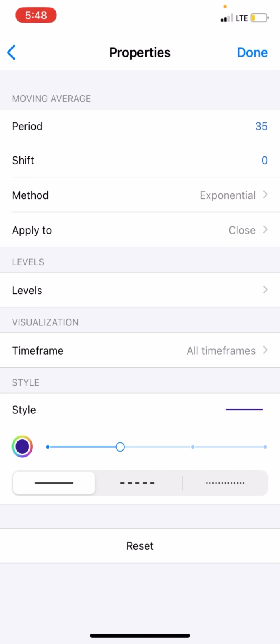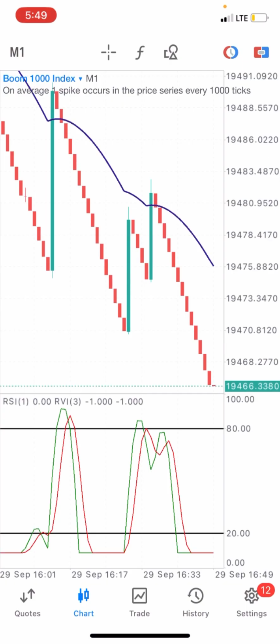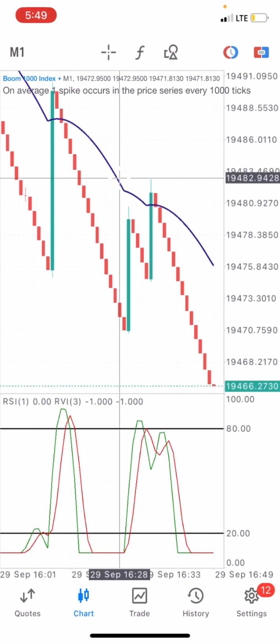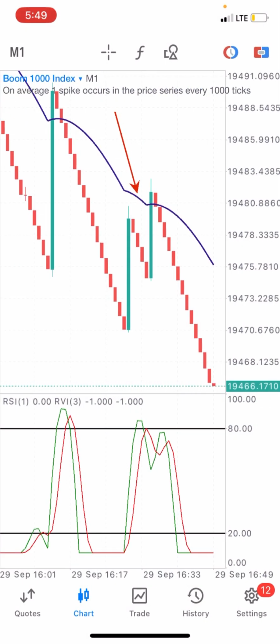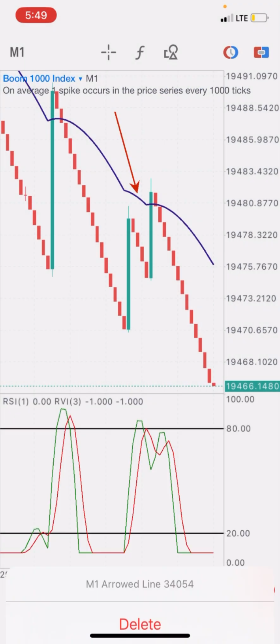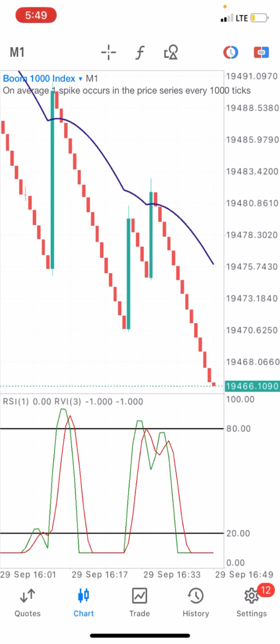For styling, you can use whatever color you want, but make sure it's visible on your charts. Okay, click done when you're finished with that, and the moving average will appear on your main chart. That's it. The blue line on the main chart is the moving average.